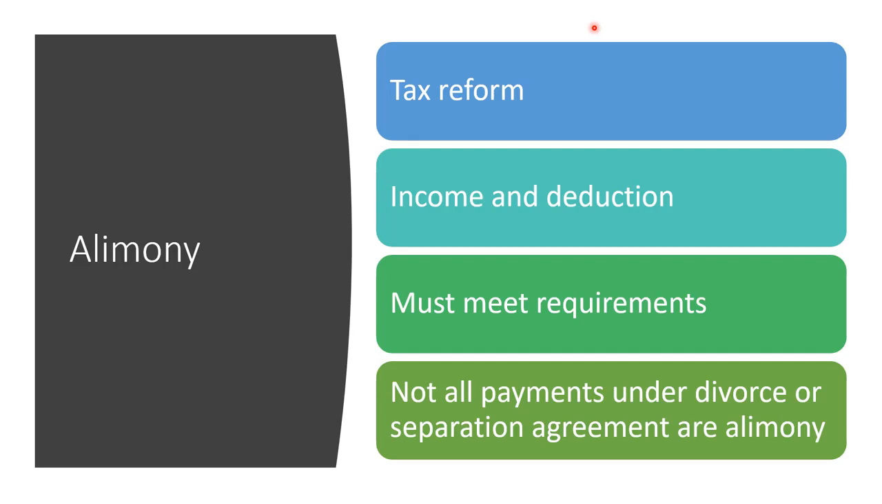Not all payments under a divorce or separation instrument are alimony. Alimony doesn't include, as mentioned before, child support, non-cash property settlements, whether in a lump sum or in installments, payments that are part of a spouse's community property income, payments to keep up the payer's property, use of the payer's property, or voluntary payments. That is, payments not required by a divorce or separation instrument.